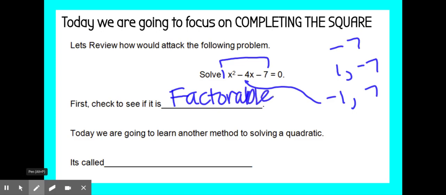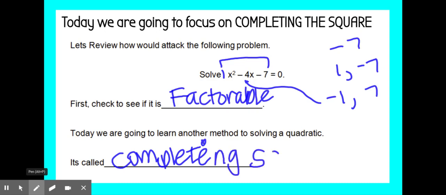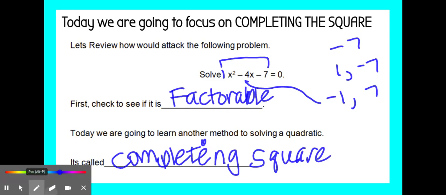Now today, if it's not factorable, we're going to use another method. It's called completing the square. Oops, that's supposed to be an I. Okay. So pause that and make sure you get that down.